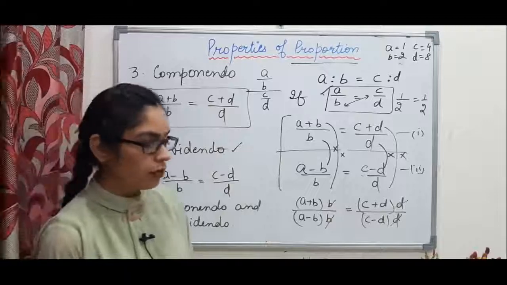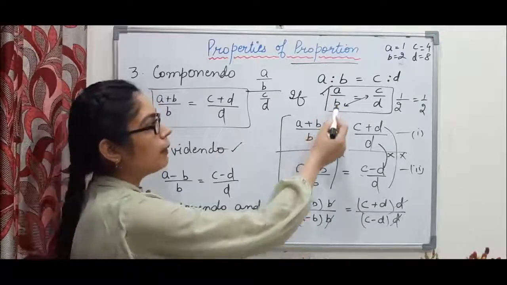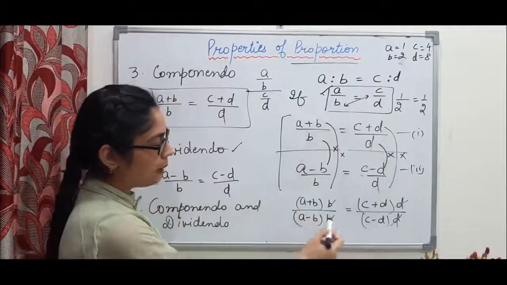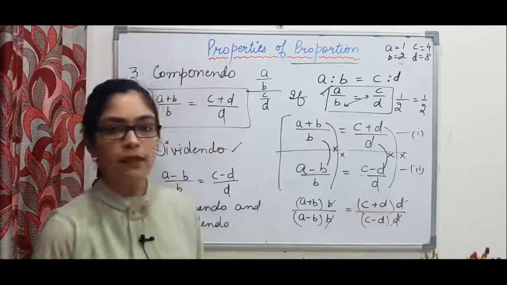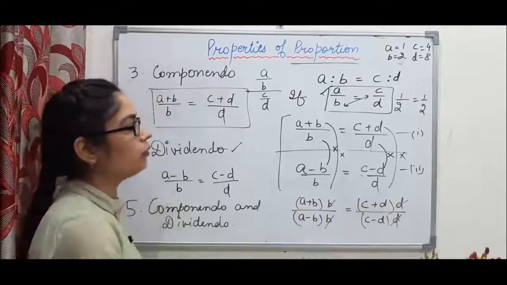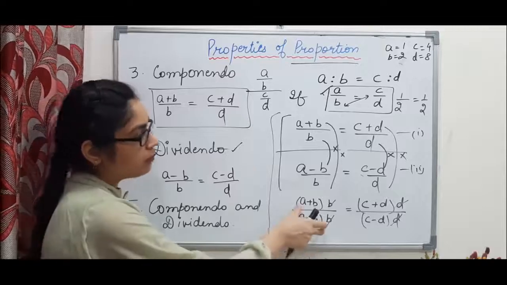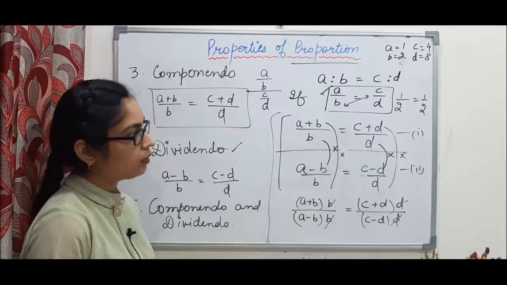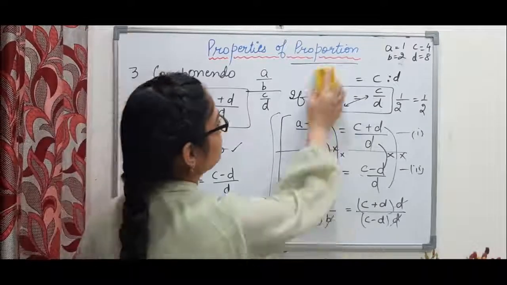So the result of componendo and dividendo which we will use is: if A by B is equal to C by D, then A plus B by A minus B will be equal to C plus D by C minus D. So this is by componendo and dividendo. See, these are 5 properties. This also you can check with the same example, whether you are getting equal or not. So let's quickly revise all these 5 properties from the start.